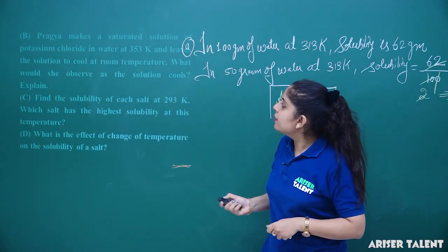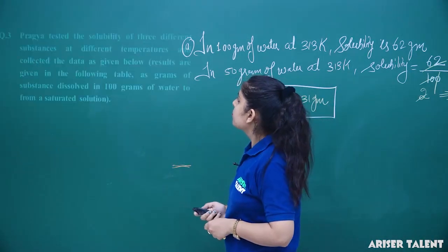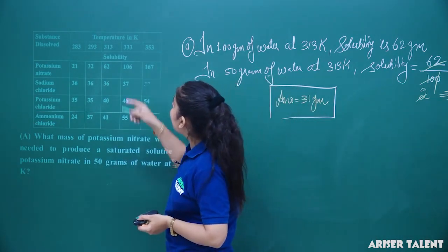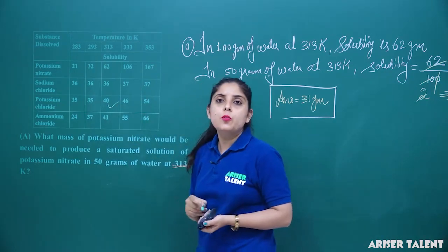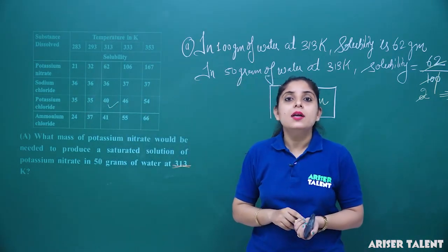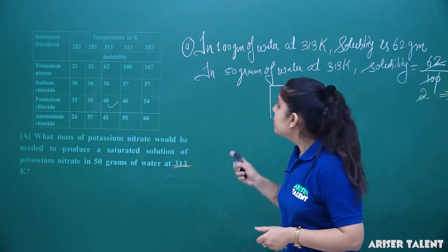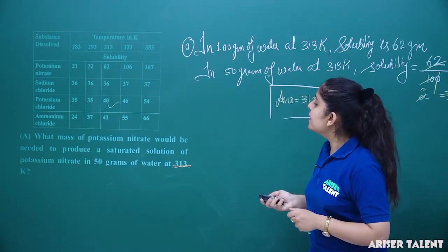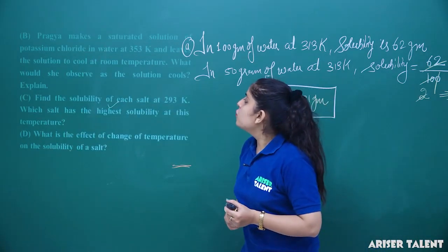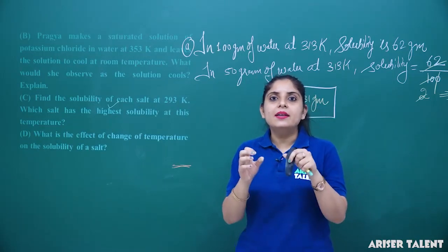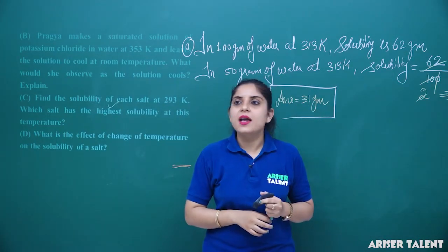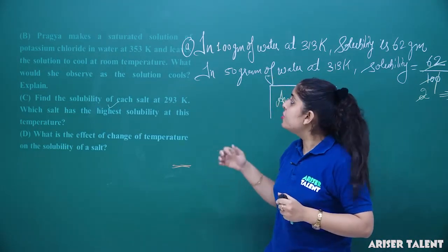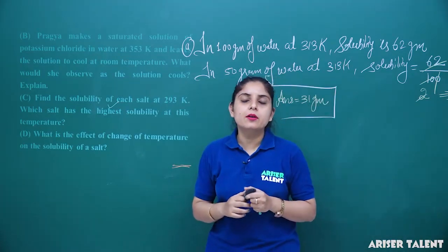So let's see the table again. This is the table. Now she is using potassium chloride at a temperature of 313 Kelvin, which is 40. 40 is the quantity given for the 100 gram of water. So if the solution is kept at room temperature, then she will observe that the solution cools. And why is it happening so? Because the temperature is lowered, so the solution will cool very quickly.